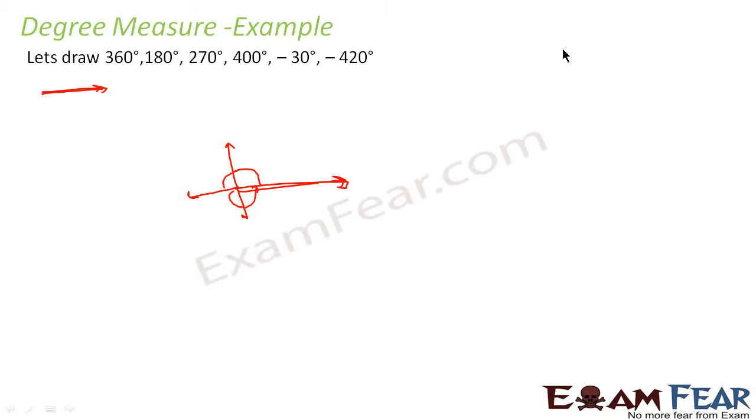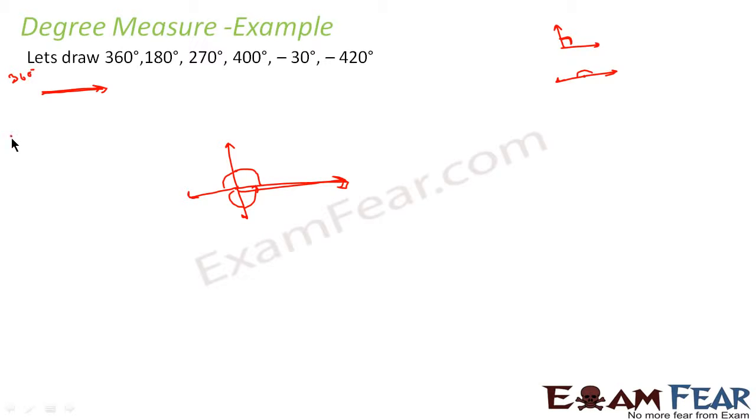Because we know that this is 90 degrees. This is 180 degrees. This we know. We have drawn a lot of degree measures in our previous classes. The 360 is the same line, because when you rotate by 90, 90, 180, 270, 360, it comes back to the same position. This is 360.